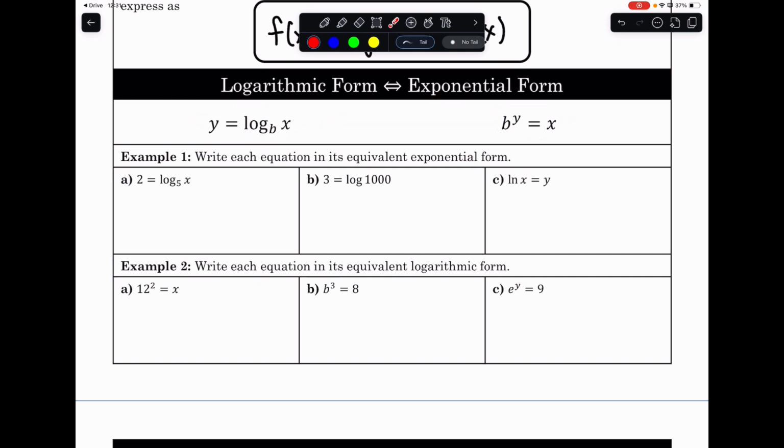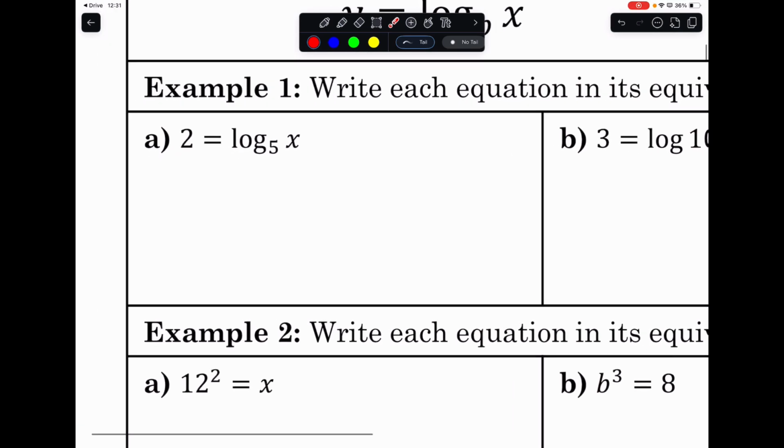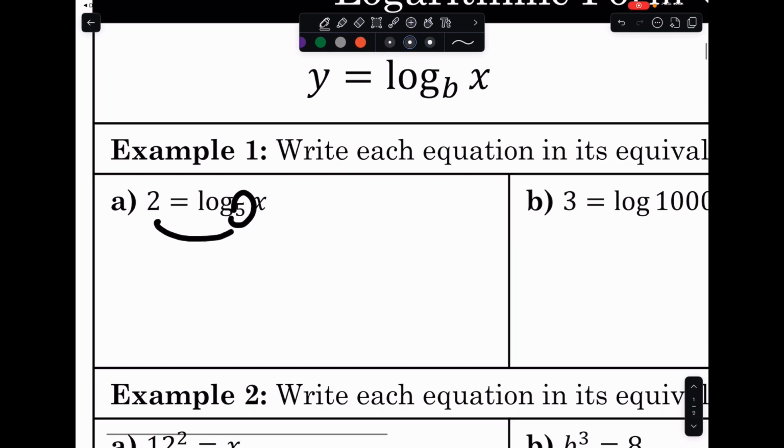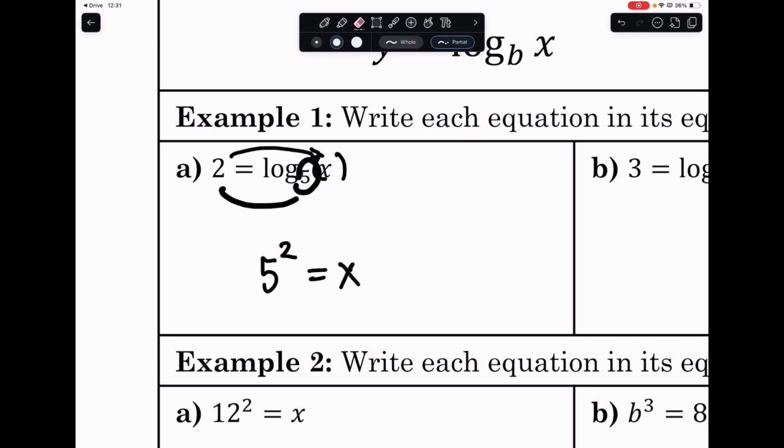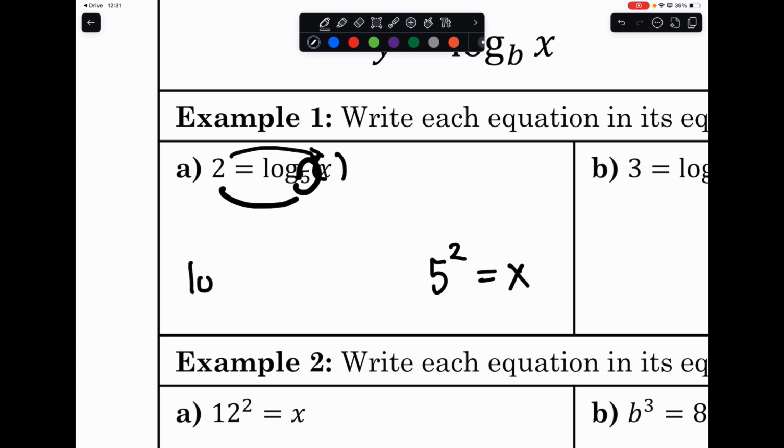So let's look at the examples that we have right here. For example 1a, to write this equation in exponential form, we're going to look at the base, so 5. Raise that 5 to the second power. The value of 5 to the second power is going to equal the value of the log, which is the value of x. So this equation here, let me move this over here to the side, is equivalent to the concept that the log base 5 of x equals the value of 2.